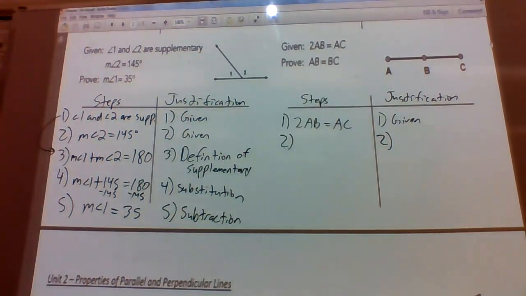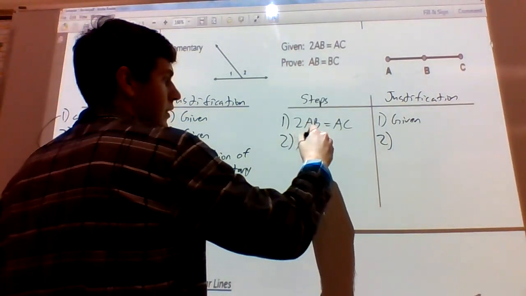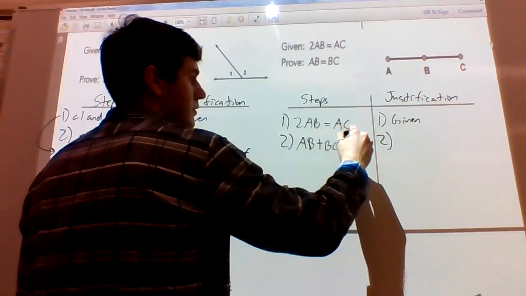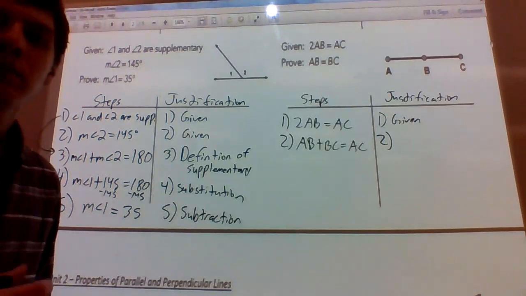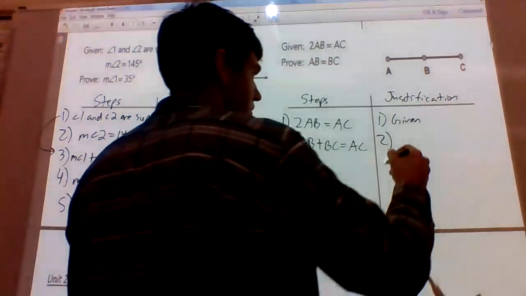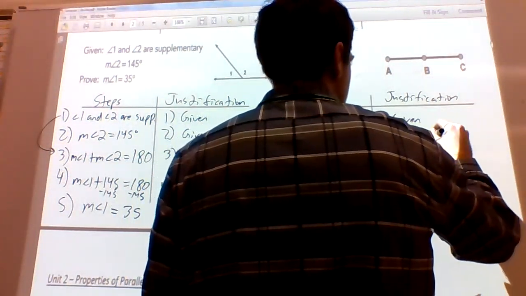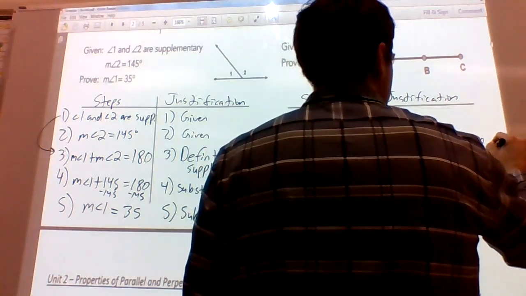So we can use the segment addition postulate to show that AB plus BC is equal to AC. Right? Segment addition postulate says that AB plus BC equals AC. If B is a point between A and C, then AB plus BC is going to equal AC. This is our segment addition postulate.